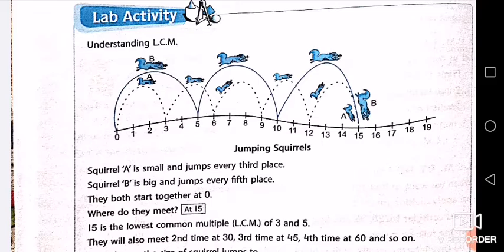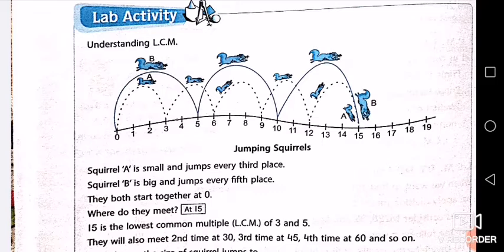Now they both start together at 0. Where do they meet? As you can see in the picture, they both meet at 15. So that 15 will become the lowest common multiple, or LCM, of 3 and 5.